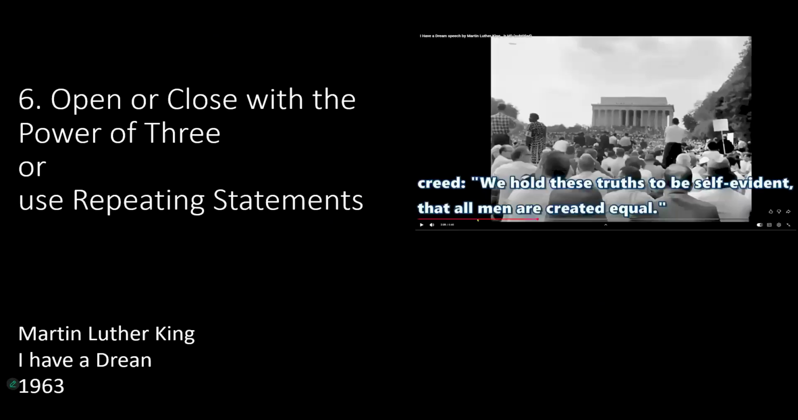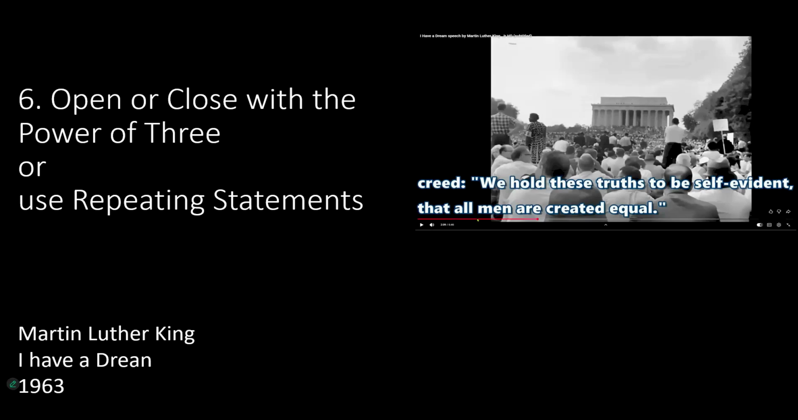And once again, these are just examples to inspire you to see how you can open or close. And remember, everything that we're using as an open, you can use as a close. You can end with your big idea again. Then we're going to look at opening or closing with a power of three or repeating statements. There's lots of repeating statements that we remember from history from years ago.